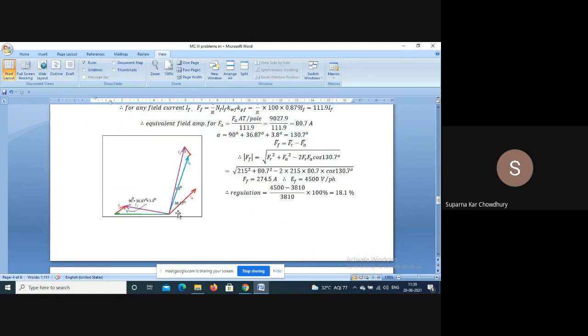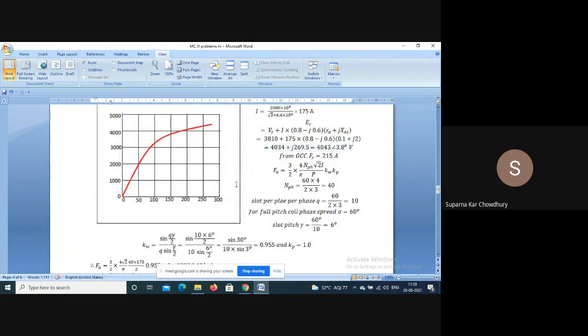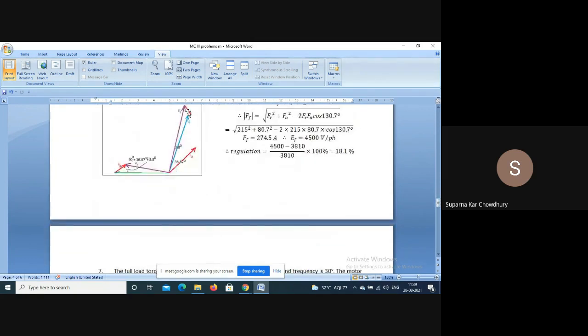So this is the phasor diagram. Vt is known. We know this angle, 36.87 degrees for 0.8 power factor. Vt plus this gives ER, so the ER value is known. This angle is also known, 3.8 degrees, which we have calculated earlier. So this portion is known.